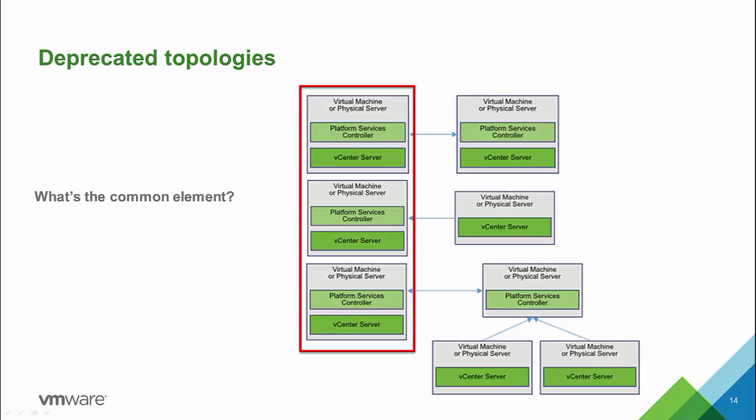So what is the common element? As you can see, the common element is the embedded installation. There is really no supported method of linking the embedded installation with anything else. Therefore, the takeaway here is, if you're going to be using the embedded installation, it should be only in the case of having a single vCenter server.